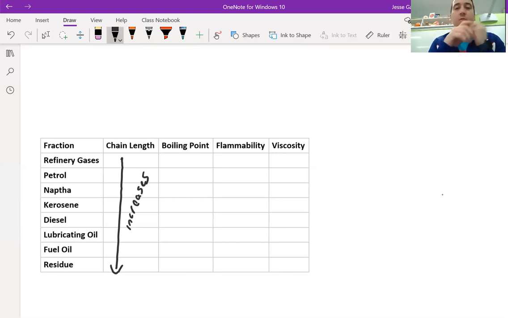Okay, so you should only be playing the video if you have tried to do the arrows for the next three like I have done there. Right, so refinery gas down to residue, what's going to happen?